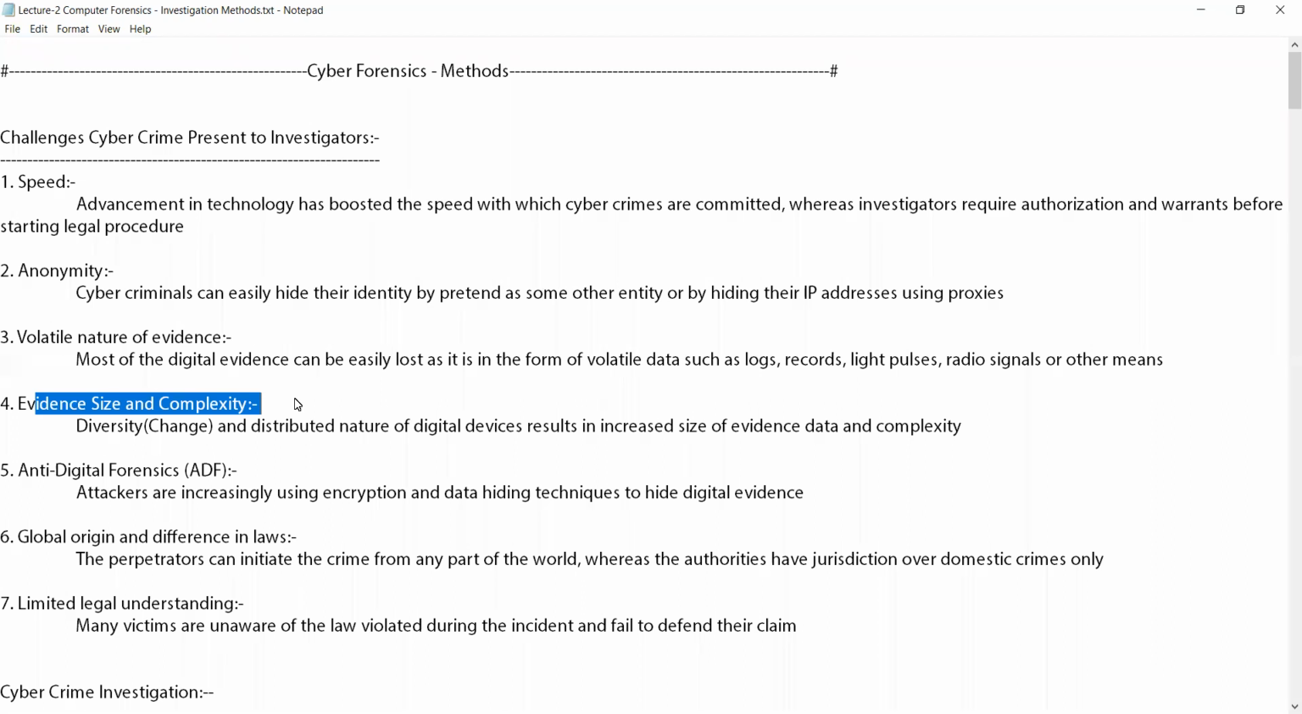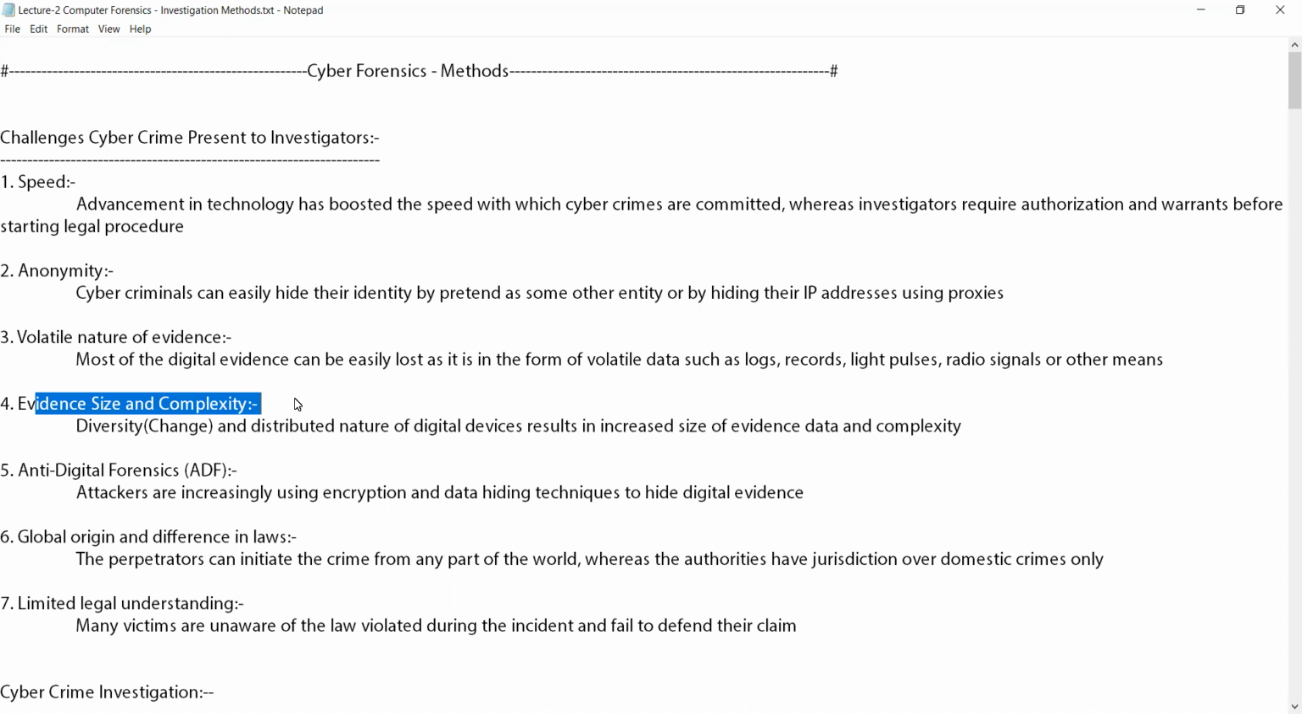The next type of cyber challenge is anti-digital forensics, called the ADF. Now, what is that? ADF stands for anti-digital forensics, and in that scenario, cyber criminals as well as attackers are increasingly using encryption and data hiding techniques to hide their digital evidence. As a result of the ADF, investigators face challenges and issues in decrypting the original data. They have problems extracting the original data from the encrypted file. So this is a challenge faced by cyber investigators nowadays when they investigate any type of case.